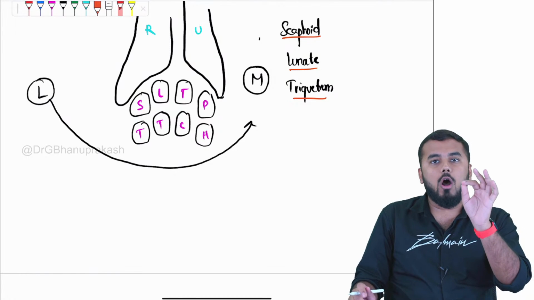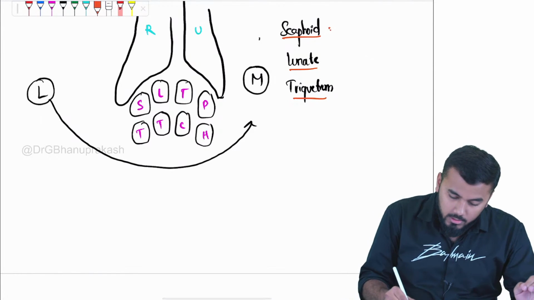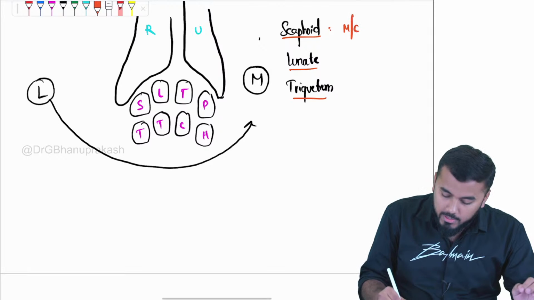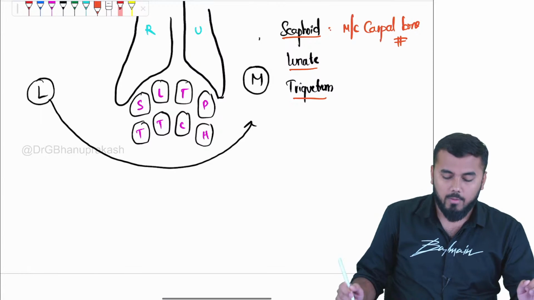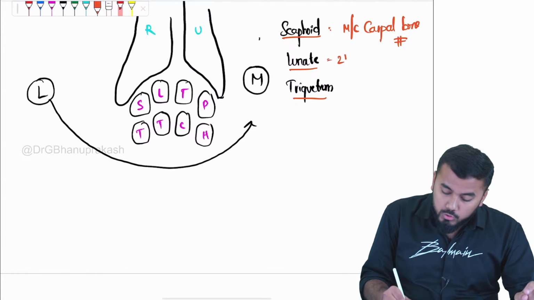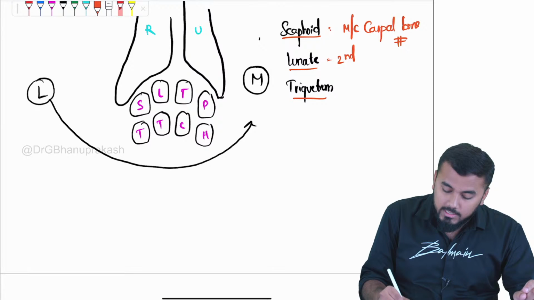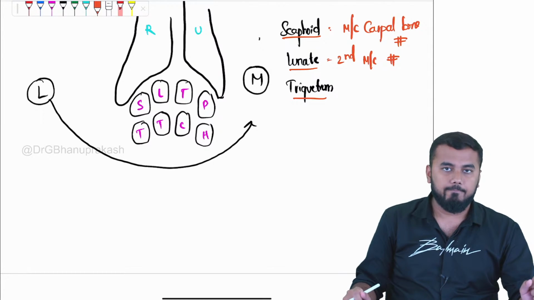The most common carpal bone which is fractured is the scaphoid. Okay, so this is the most common carpal bone fractured. Then what is the second most common? The second most common fracture of a carpal bone is the lunate.